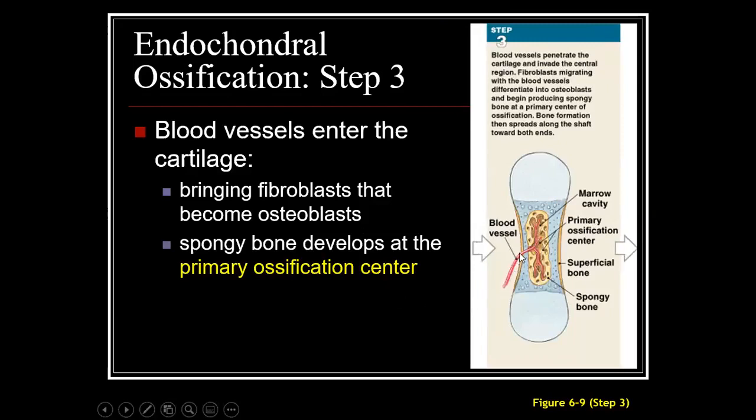Then blood vessels enter the cartilage, bringing fibroblasts that become osteoblasts, and spongy bone develops at the primary ossification center. So that area where the chondrocytes were that had died off, all those openings that they left become the start of spongy bone. Fibroblasts migrate in with the blood vessels and start to deposit bone inside of the diaphysis, forming osteoblasts. And then you still have bone formation happening along the outside.